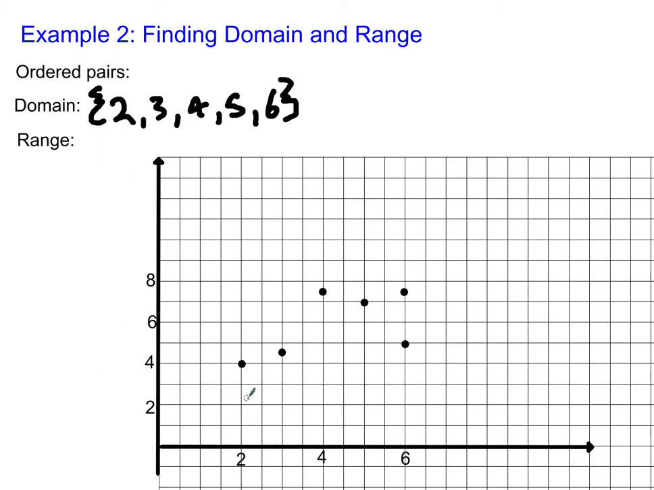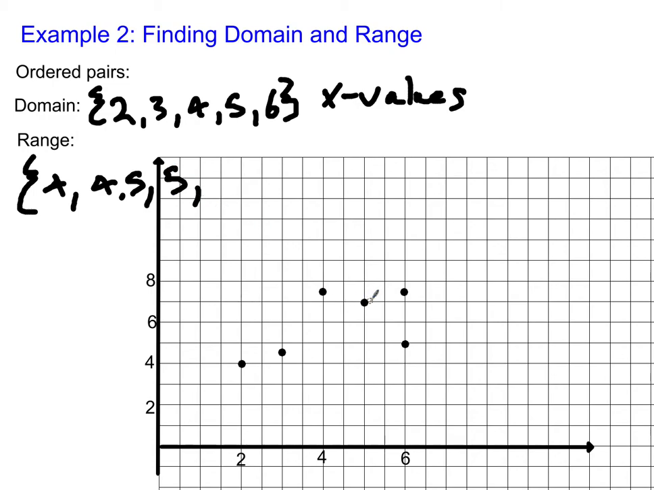The range is going to be the y values, so I'm going to go from bottom to top and write the y values. So the range, and this is x values. The range is going to be 4. This looks like 4.5, 5. Next lowest one is here at 7, and then we have 2 that are at 7.5. So you only need to write that one once. So the range is 4, 4.5, 5, 7, 7.5. That is the domain and the range of this relation.